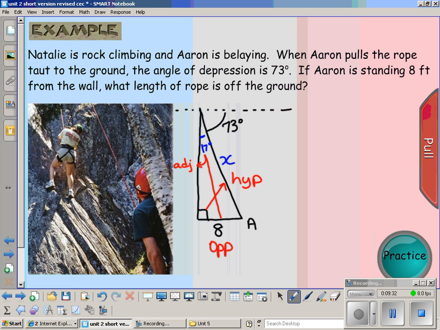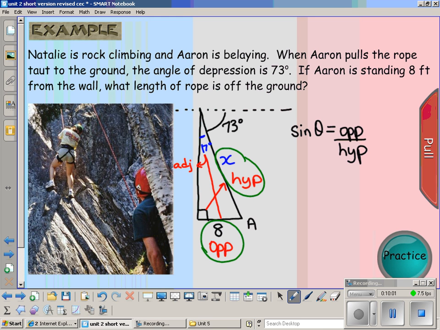So, what is the information we know or are looking for? We have our opposite side. We are looking for our hypotenuse. So you need to think about your 3 trig ratios and which of them uses opposite and hypotenuse. The answer is sine. Sine theta is opposite over hypotenuse.